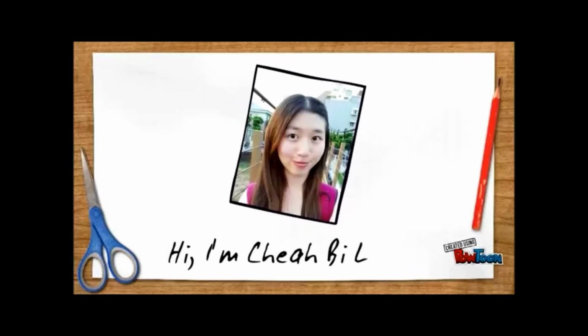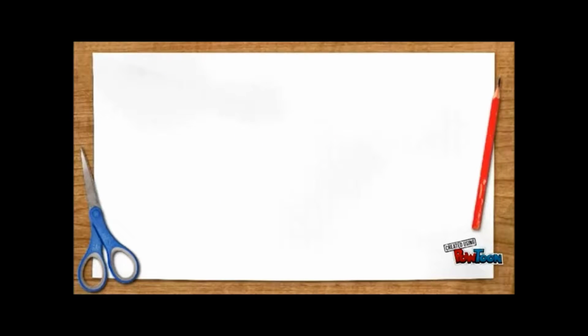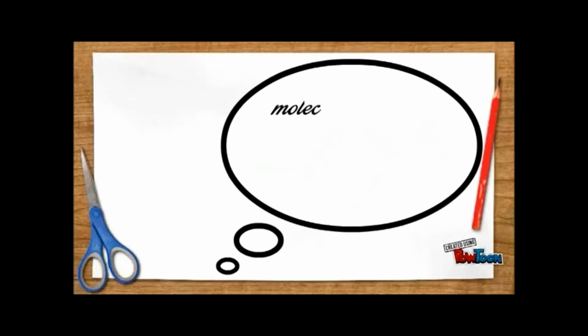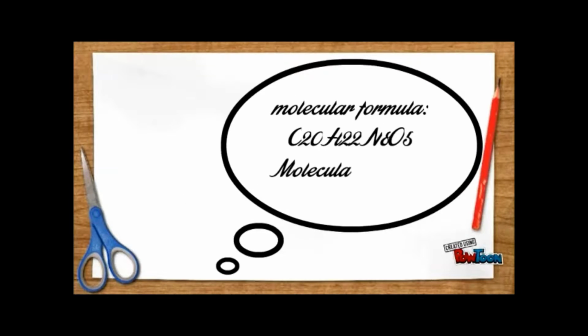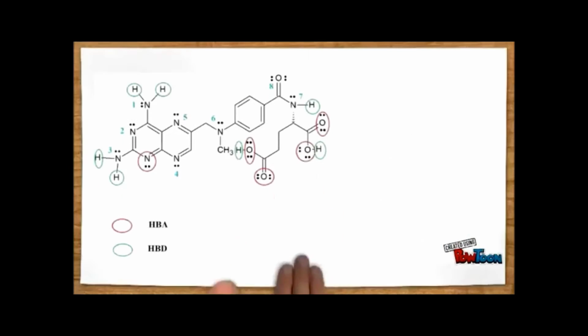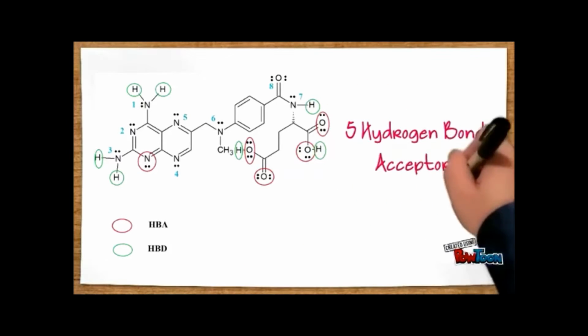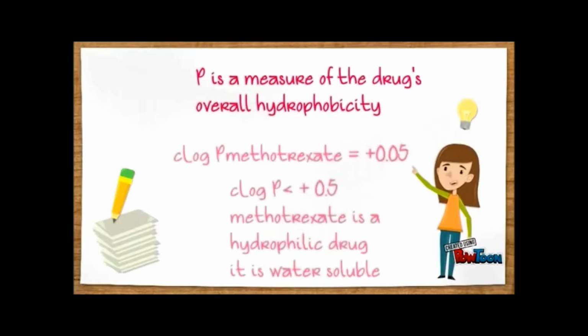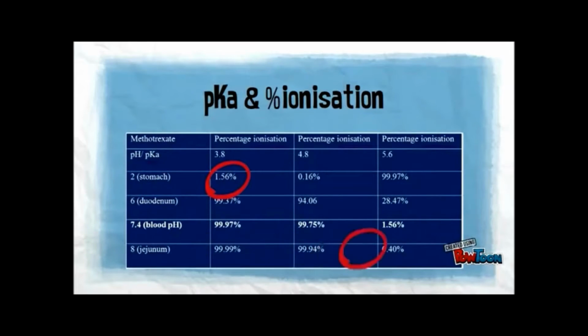Hi, I'm Biling. Now I'm going to present the physical-chemical properties of methotrexate. The molecular formula is C20H22N8O5. Moving on, MTX has 5 hydrogen bond acceptors and 7 hydrogen bond donors. MTX's log P is 0.05. Since it's less than 0.5, it is a hydrophilic drug which is water soluble. pKa and percentage of ionization.